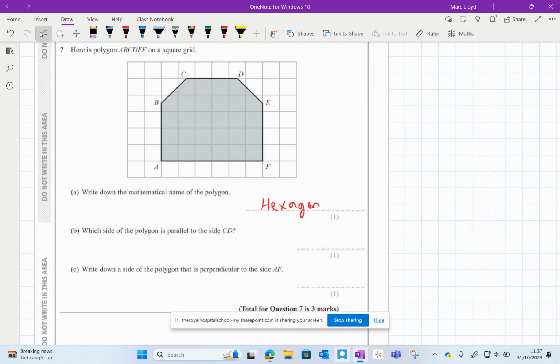Which side of the polygon is parallel to CD? Now, CD means from C to D is that length. Parallel means that they're going to go in the same direction. They'll never meet. So AF is the one that we're looking at. AF. Also, you can write down FA.